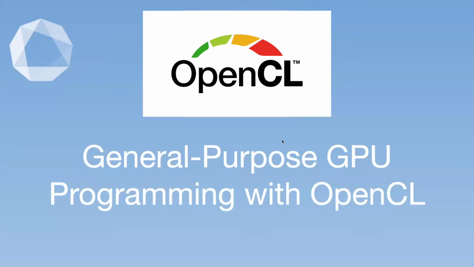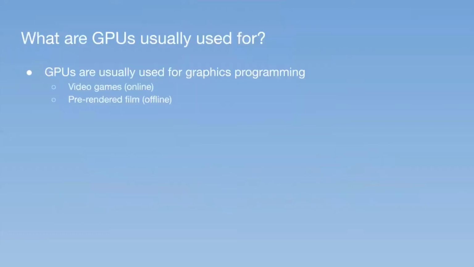I'm Millie, and I'm going to be talking about general purpose GPU programming using OpenCL. So we're talking about general purpose GPU programming, but maybe we should start with what GPUs are usually used for. Traditionally, graphics cards are used for graphics programming. This is a task of taking a set of primitives in 3D space, usually triangles, and rendering a picture to the screen that the user can see and understand. This can take place in real time.